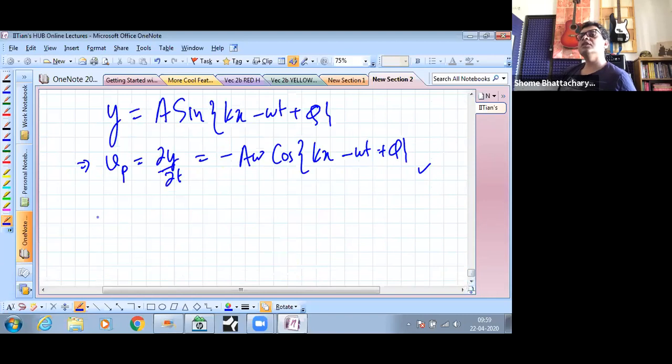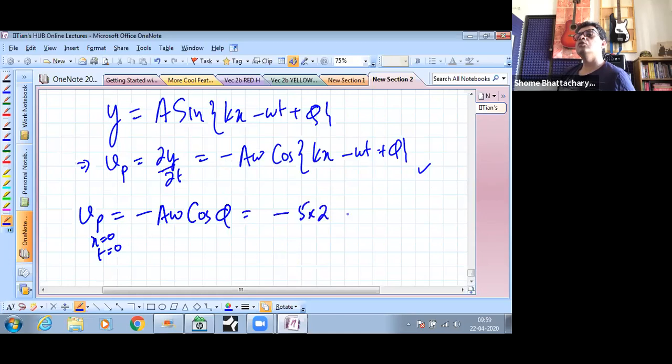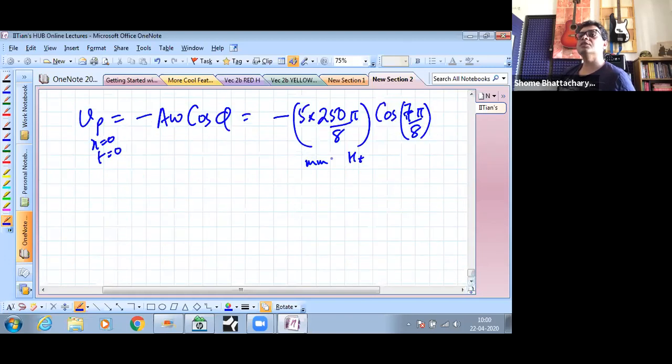So particle velocity at x equal to 0, t equal to 0. As we had already seen, it's a negative quantity, but now we'll get the value of it. It is minus a omega cos phi. So that is minus 5 into 250 pi by 8 into cos 7 pi by 8. Then just substituting the values. And remember, this will be in millimeters and this is in radians into hertz. So this will come in millimeters per second.